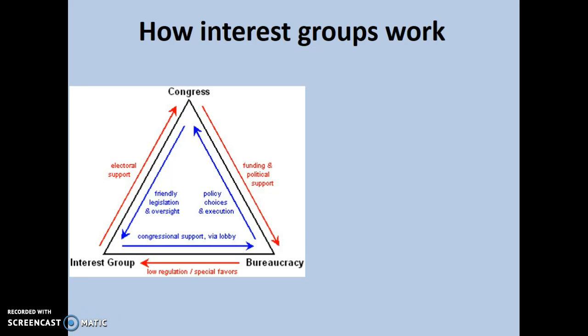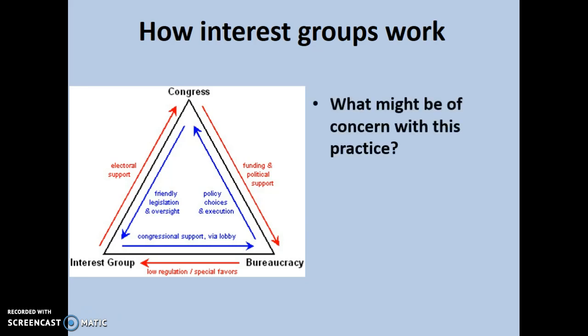Okay, so a couple things I want you guys to talk about at your table. What might be of concern in this practice? Why might this cause us to question a little bit the impact that this might potentially be having on the policymaking process? But I also want you to think about what's beneficial here, because there is something positive that can come out of it. Why don't you guys take about 3 to 4 minutes there at your table and just talk about that. And then if you have something you'd like to share with the whole class, you'll have an opportunity to do that.